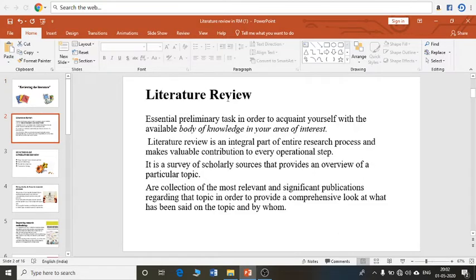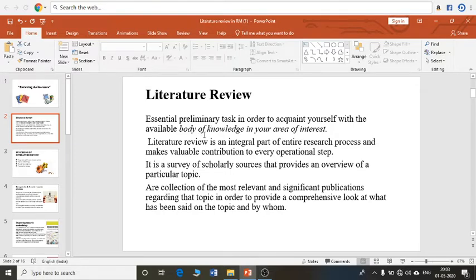So guys, before going to the literature review, what is literature? In general, literature means a critical recap of what has already been researched on a topic. It could be anything, your books, your journal articles, and some other sources. So literature is the collected body of scholarly works related to a topic.